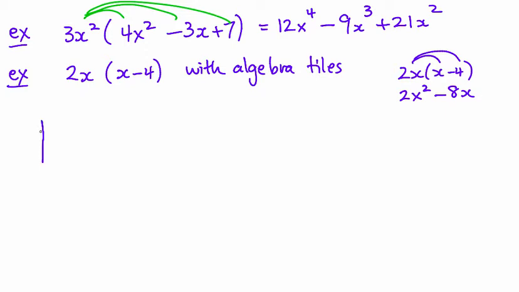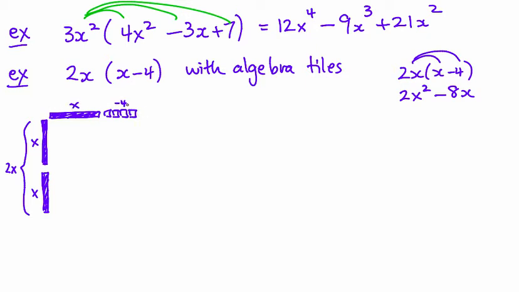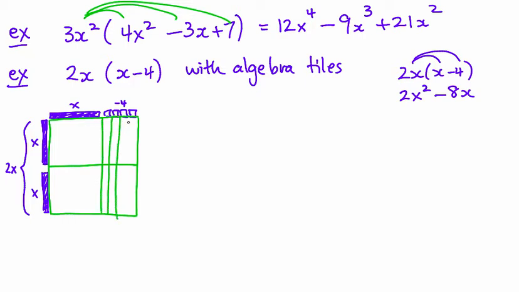With Algebra Tiles, we're going to do a little bit of geometry. So here's an x, and here's another x, and together that's 2x. And in another direction, I'm going to show you x, take away 4. 1, 2, 3, 4, all next to each other. So x and minus 4. And the resulting shape in terms of geometry is like an area question.